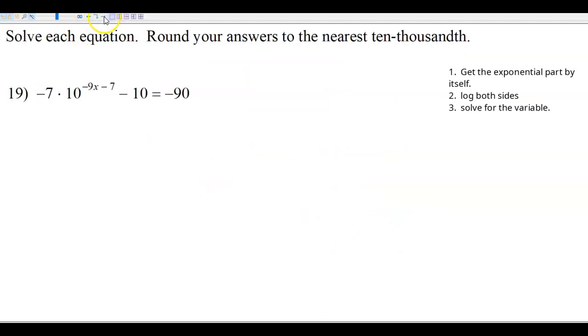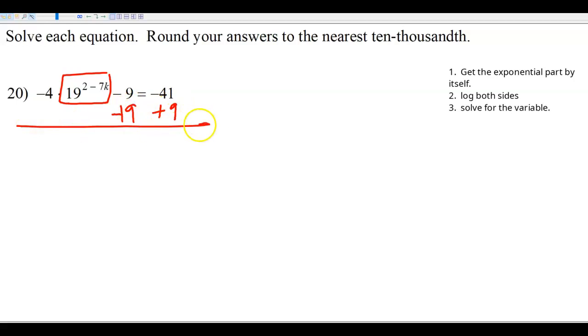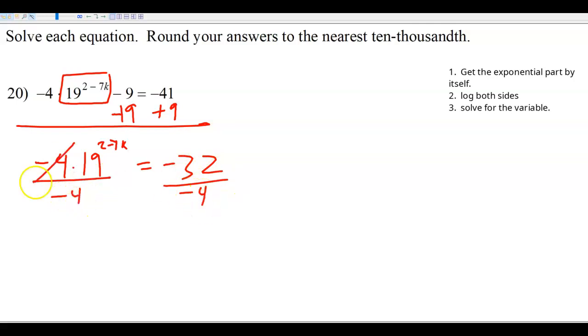Okay, let's go ahead and move on to number 20. So let's get the exponential part by itself. This is the exponential part. So I need to get rid of the 4 and the 9. I get rid of the 9 by adding. What would that be? I think it's negative 32. And then we're going to divide both sides by negative 4. And by doing that, I end up getting the exponential part by itself.